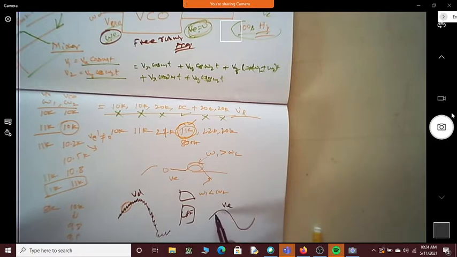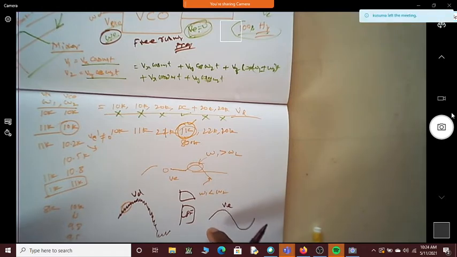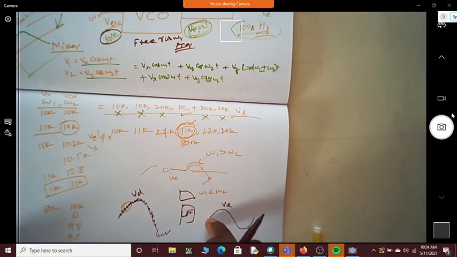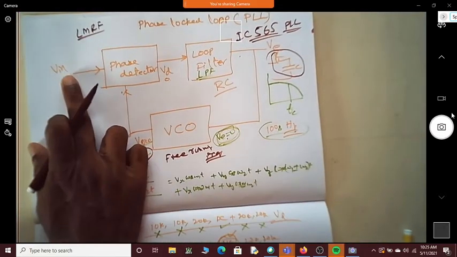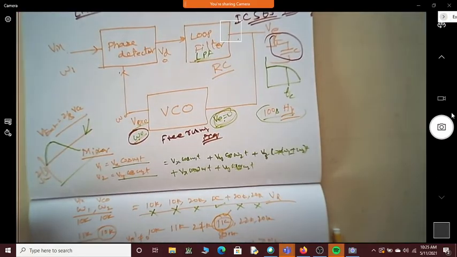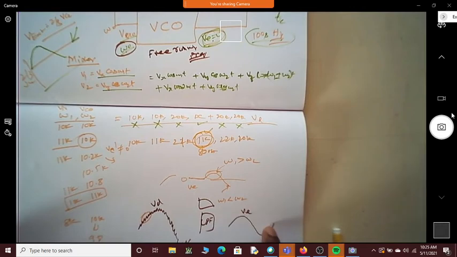So what does this actually indicate? This indicates how your input frequency is changing. There is a variation in the frequency of your incoming signal.